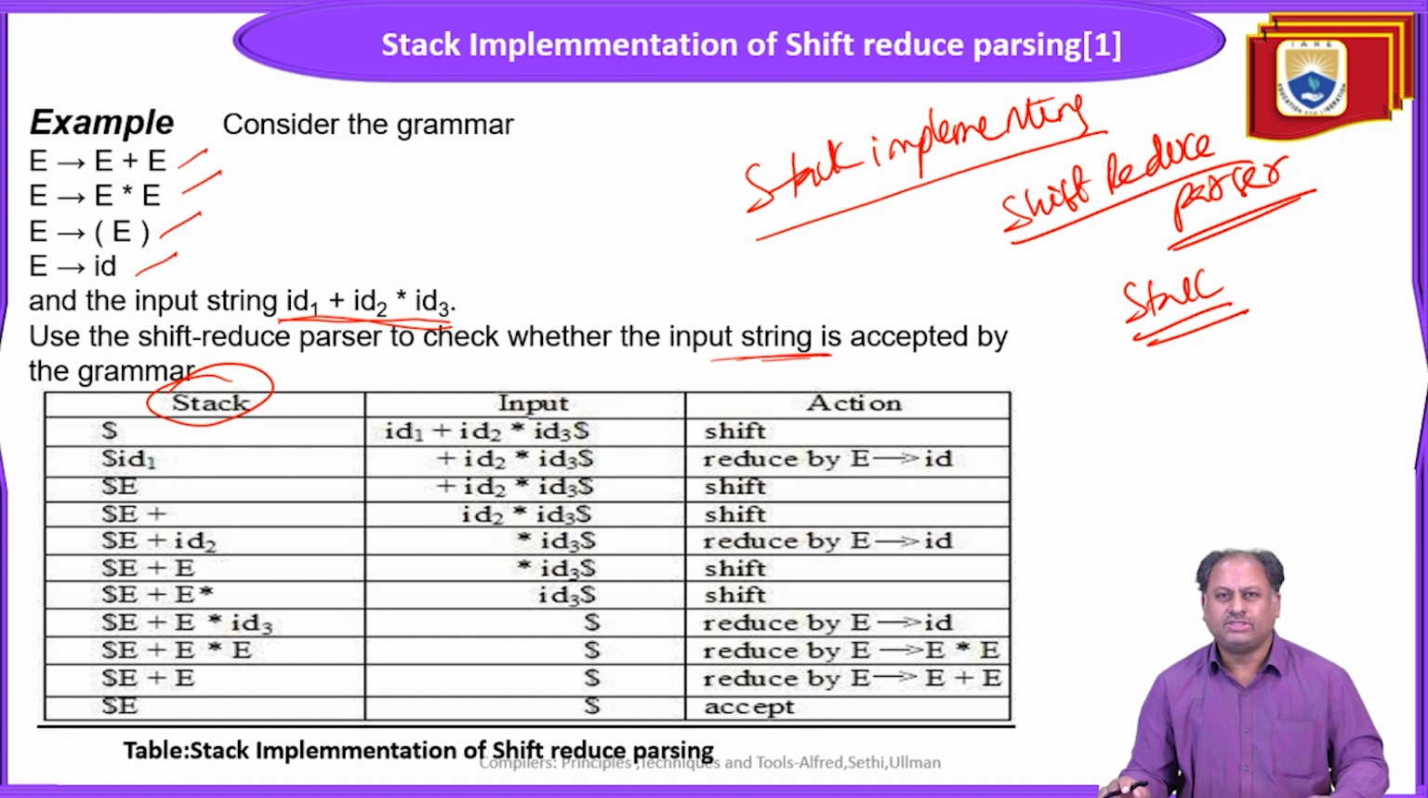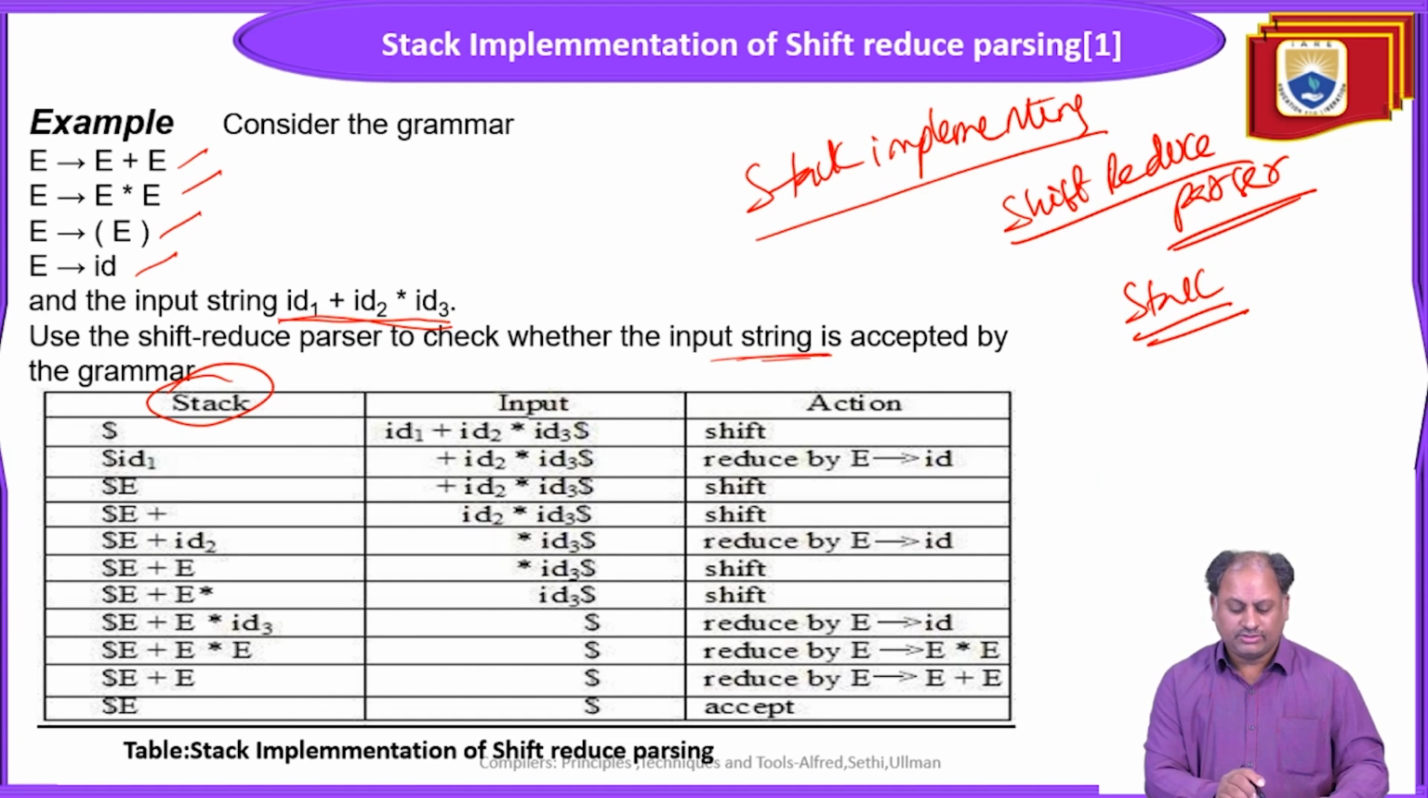Grammar accepted means that whenever we apply the reduction, matching the string and replacing it with the corresponding non-terminal, and finally reach the start symbol, then we can say that the grammar is accepted. If it does not reach the start symbol, then we can say that it is not a shift-reduce parse.